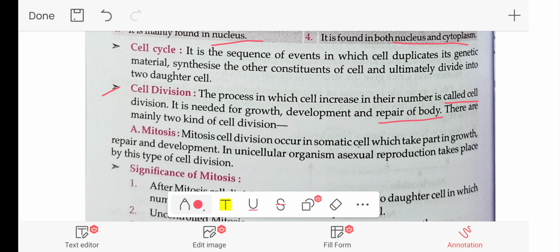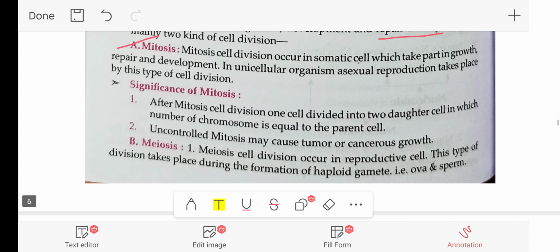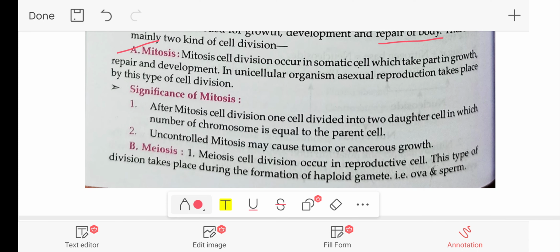There are mainly two kinds of cell division. First, mitosis. Mitosis cell division occurs in somatic cells, which take part in growth, repair, and development. In a unicellular organism, asexual reproduction takes place by this type of cell division.